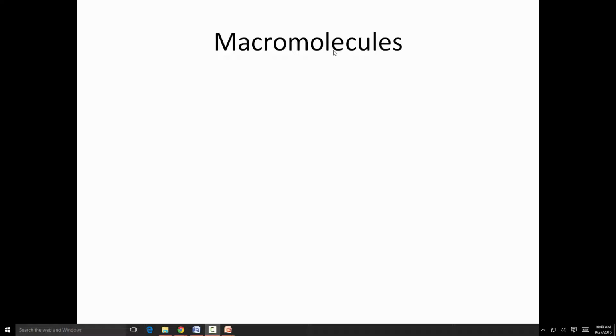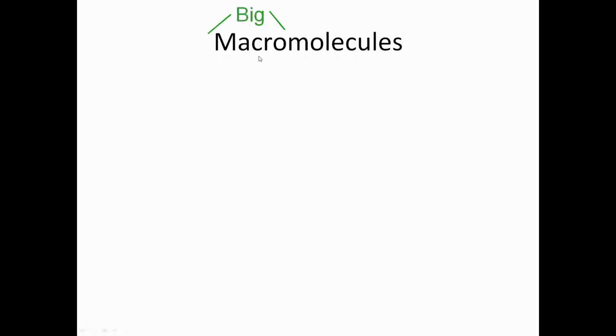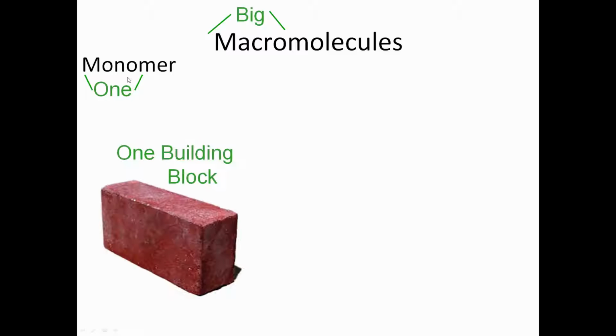Molecules, you guys all know, is actually made of two or more atoms put together. Macro just means that they are big. They come in two different forms. First, we start with a monomer, which is the smallest molecule. These are going to make up the basic unit for the four organic molecules that make up all life. An example of that would be like one building block.